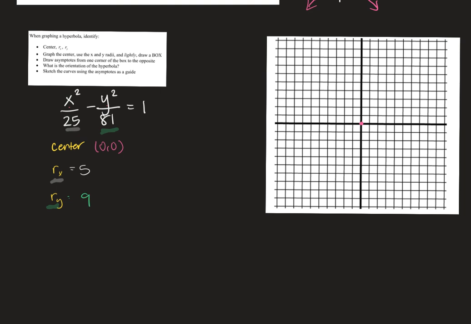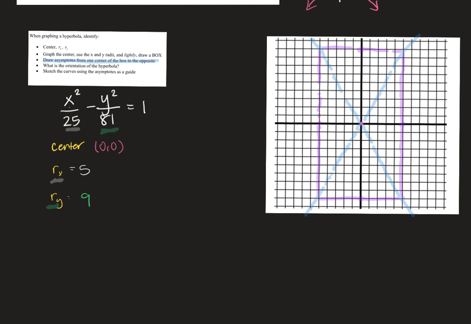Now, how does that help? We're going to add in a box. It says graph the center and use x and y radii, lightly draw a box. I'm going to try and draw it a little bit bolder just so that you guys can see how we're going to use it. So I'm going to go out 5 spots along the x, and I'm going to go out 9 spots along the y. So I'm going to go down 9 and up 9. And then I'm going to lightly create a box. And we're going to use that for our asymptotes, which are going to lead us to our actual graphing of a hyperbola.